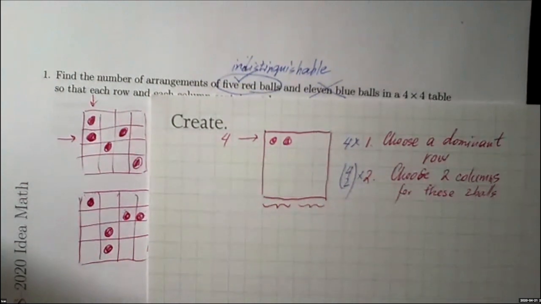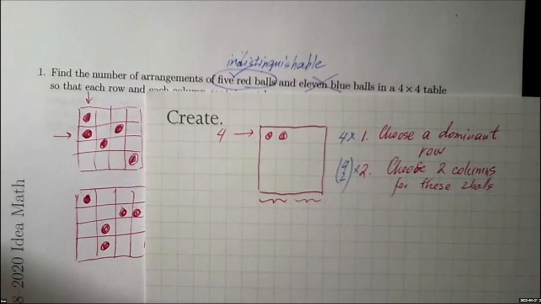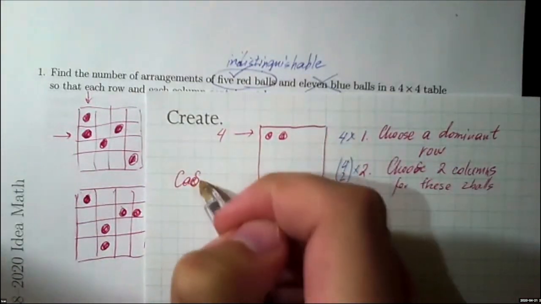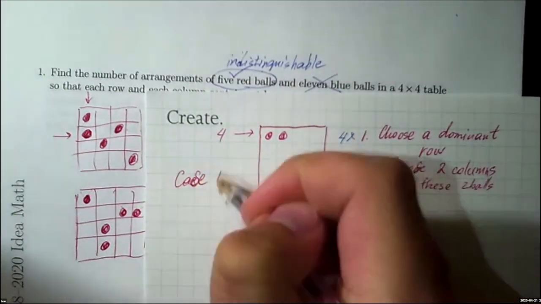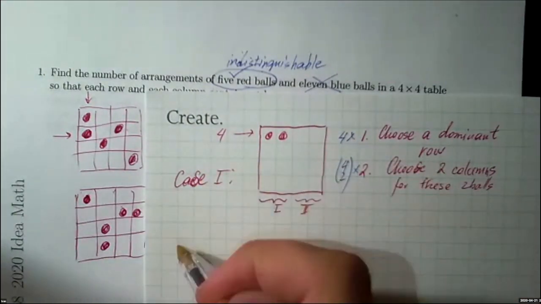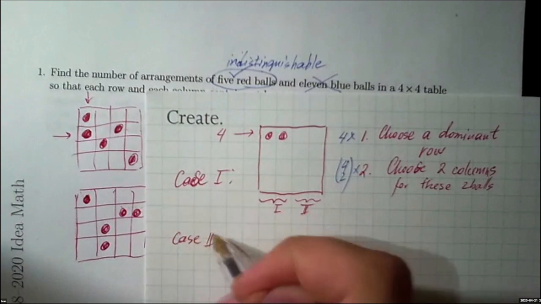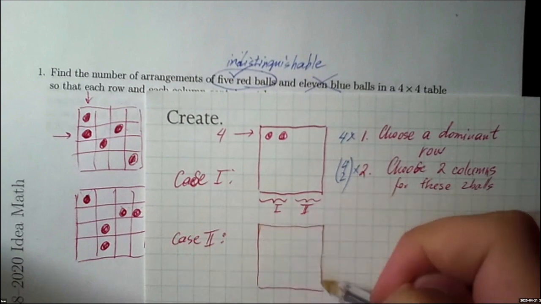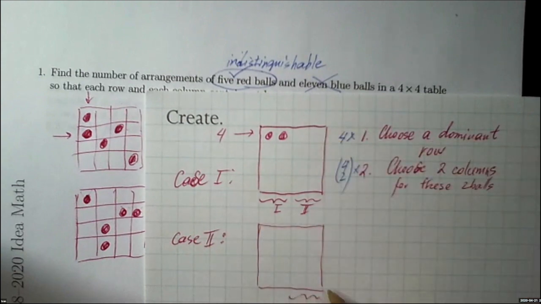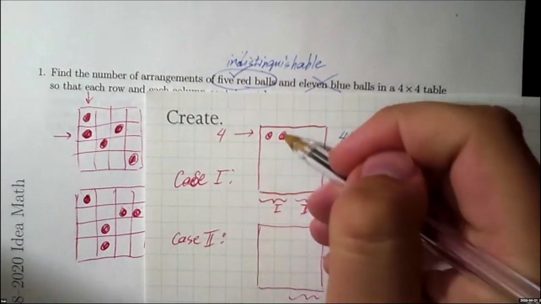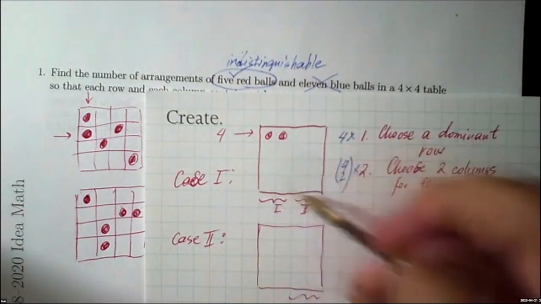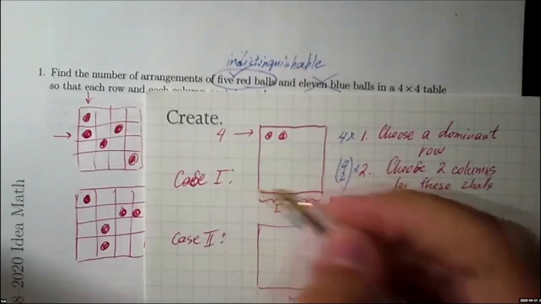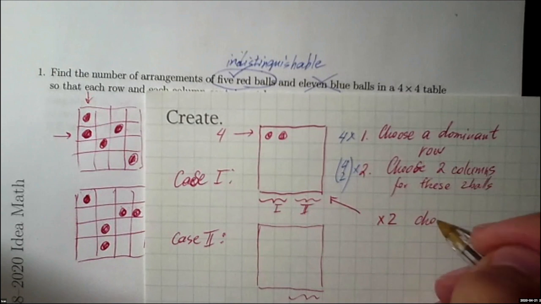You guys agree? So which gives us, let's say, case 1, it's here, and case 2 will be over here. So in case 1, the dominant column is somewhere here. So we multiply by 2 to choose which one. Choose the dominant column.